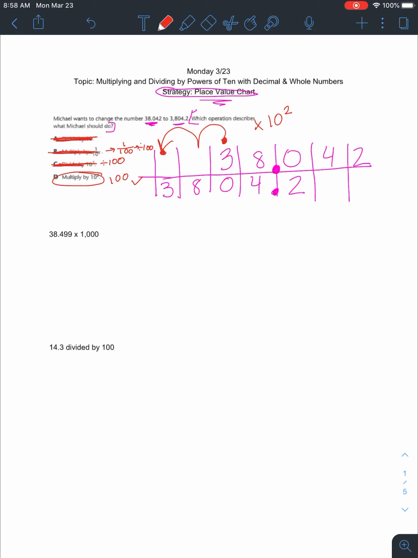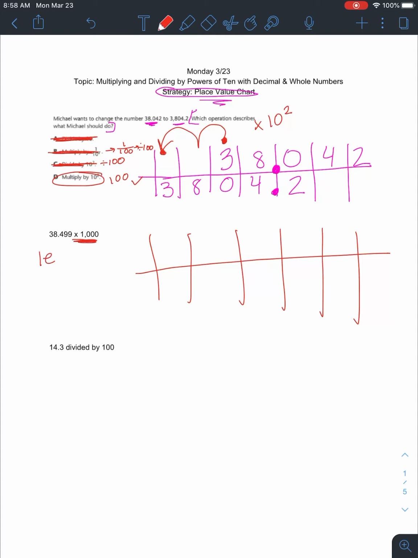In number 2, we have 38 and 499 thousandths. We're multiplying by 1,000. Let's start with drawing our place value chart. And actually, before I even look at my place value chart, I want to make a prediction as to how many place values I'm going to be moving and what direction. So let's see. We're multiplying by 1,000. When we multiply, what direction are we moving? That's right, we're moving to the left.